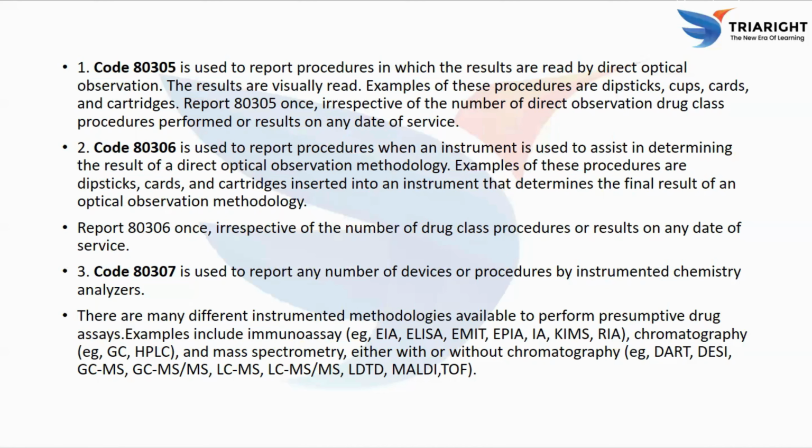So those are in the 80320 to 80377 range. So 80307 is also billed once per date of service. So this is used when testing is done on instrumented lab analyzers only. So this is more complex than simple cups or readers. And this is about the codes 80305, 80306 and 80307.